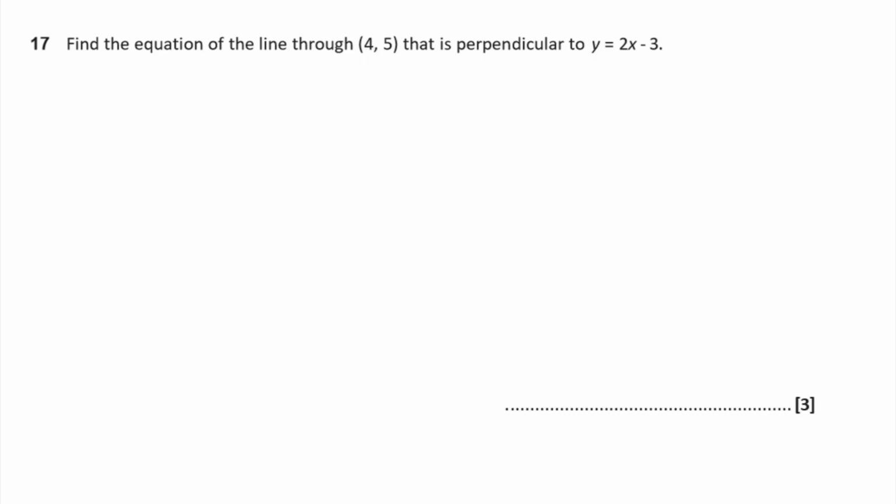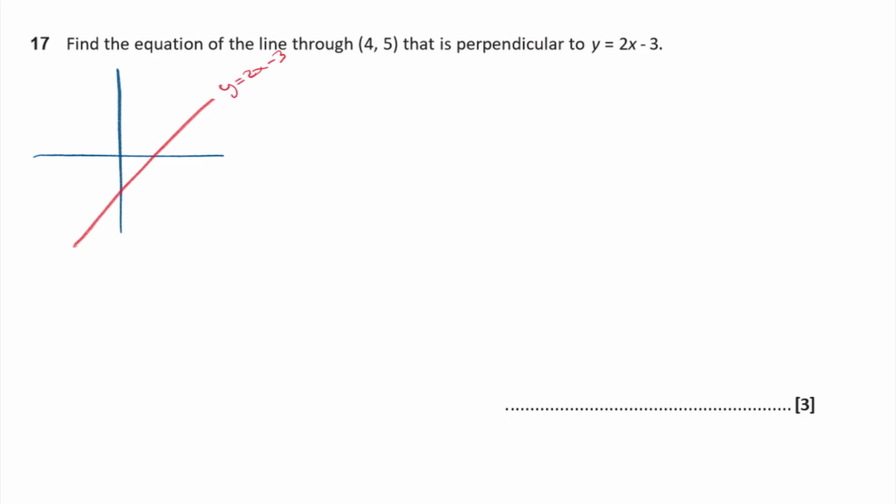Question 17. Find the equation of the line through 4, 5 that is perpendicular to y equals 2x minus 3. Okay, so let's have a think about this. So we've got a line which is y equals 2x minus 3. So what does that look like? So if I quickly sketch that. So there's my axes. 2x minus 3. So it's going to be a fairly steep line passing through minus 3, isn't it? So that's my line. y is equal to 2x minus 3.